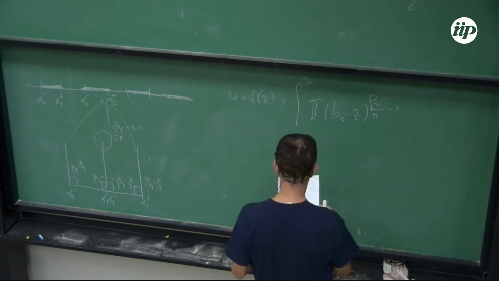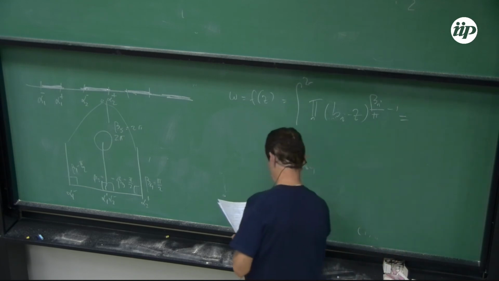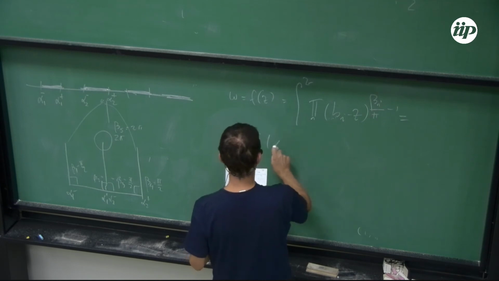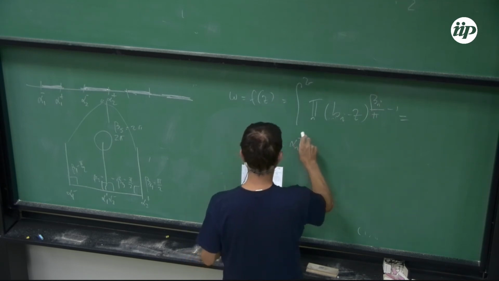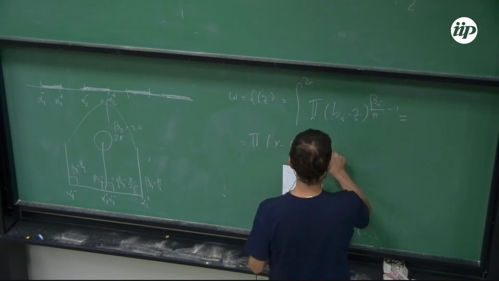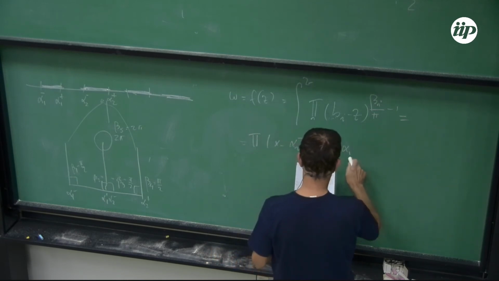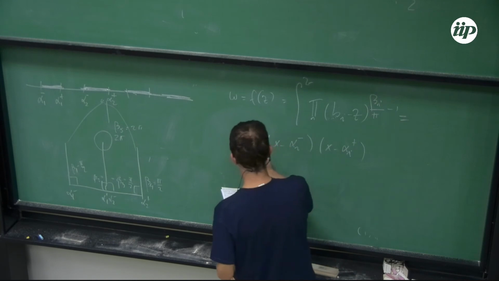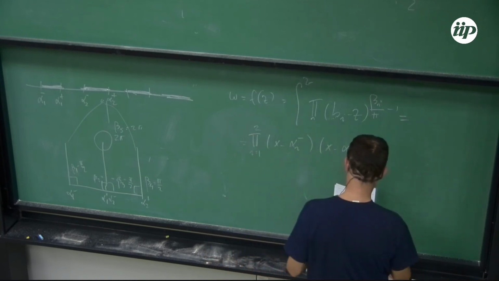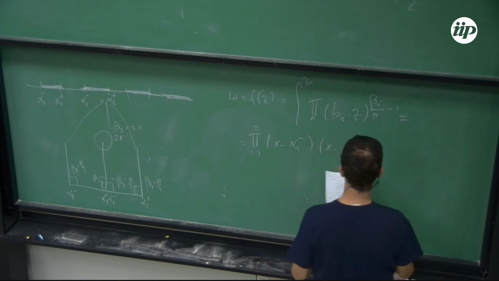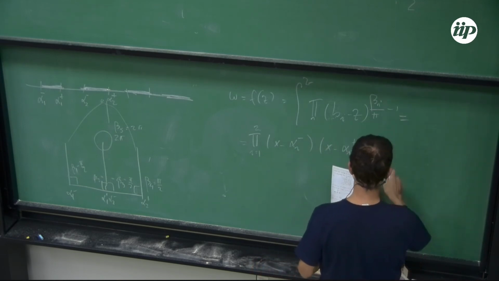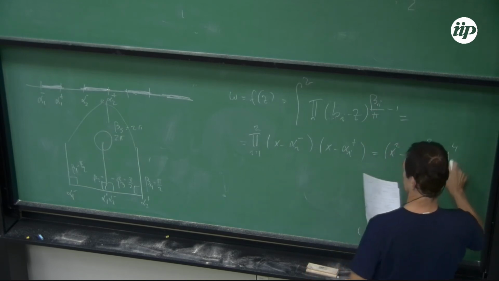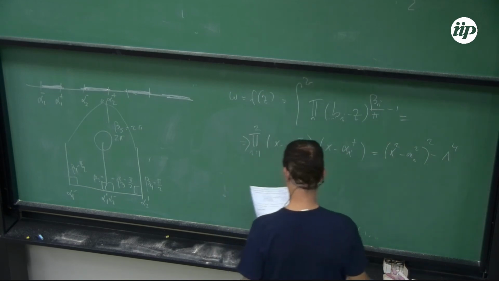If you do this, what you find is that this object becomes the product of x minus alpha i minus, x minus alpha i plus, where i goes from 1 to 2. This is what I want to go to: this curve, which looks something like this, squared minus lambda to the 4th. This is where I want to come, okay?